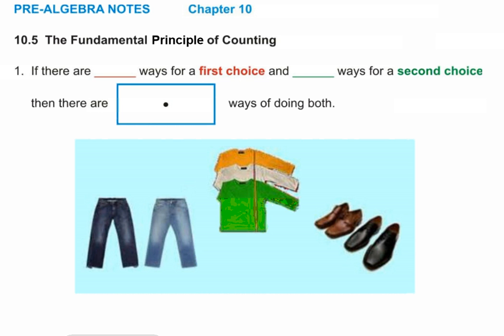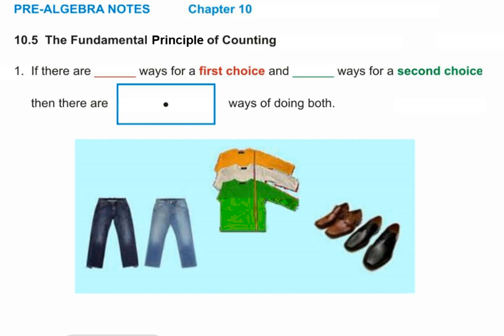By the way, your paper has PAL and it's PLE, right? So up there has PLE, which is correct, and your paper has PAL, which is wrong. All right, the principal is your friend, and the principal is the initial amount on borrowing and investing, but this is a principle, okay? So it's LE. All right, the fundamental principle of counting.